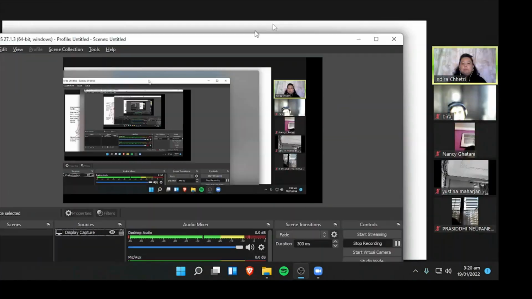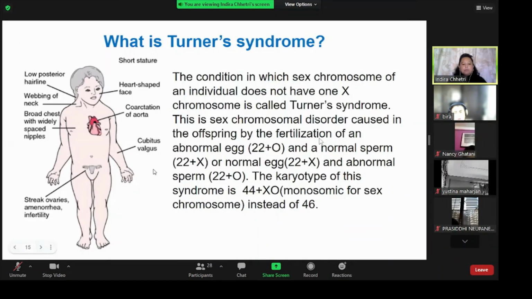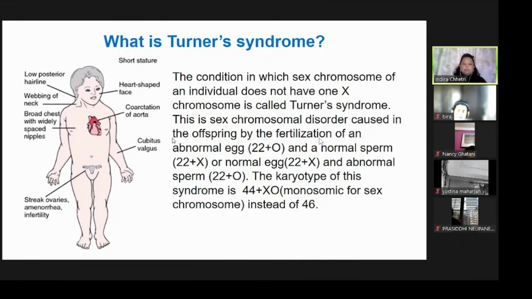So what we found is in Turner syndrome, it occurs only in the females. In females, we are supposed to have 44 autosomes and 2 sex chromosomes, that is an X and an X. But due to faulty meiosis, a child who is born with Turner syndrome ultimately lands up with only 1 X chromosome. The other X chromosome is missing.